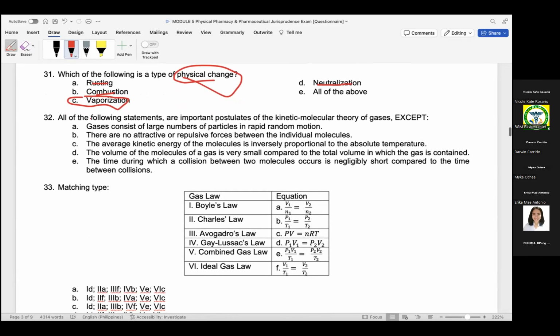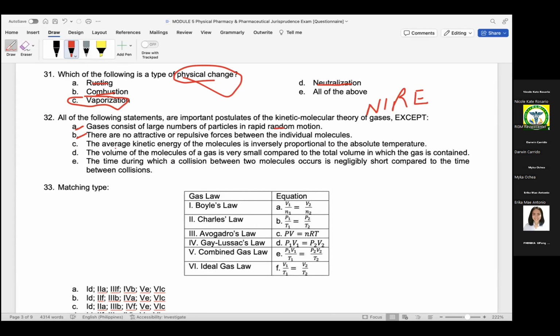Next, number 32. All of the following are important postulates of the kinetic molecular theory of gas, except, sino na nga ulit yung, ano na nga ulit yung mnemonic natin? Nair, di ba? Nair. N for negligible, tingnan nga natin, kung may negligible. Gases consist of large number of particles in a rapid random motion. O, tama, may random, Nair. That is correct. There are no attractive or repulsive force between the individuals. That is also correct. Independent sila, no? Kasi walang mga forces of attraction. So they move individually, independently.